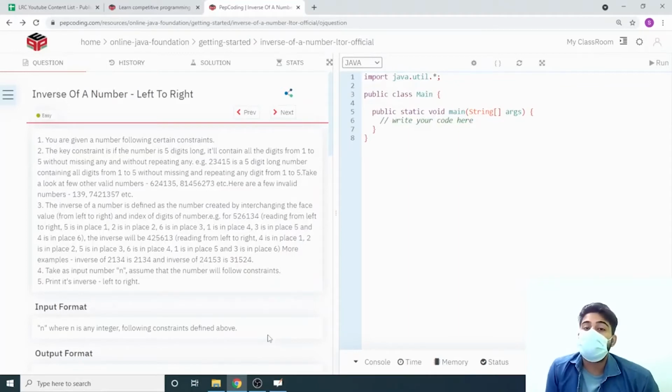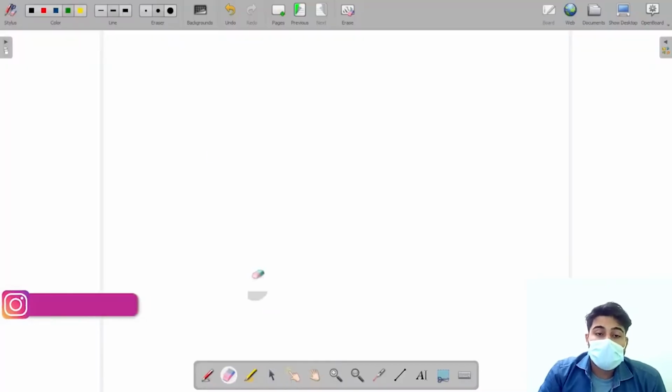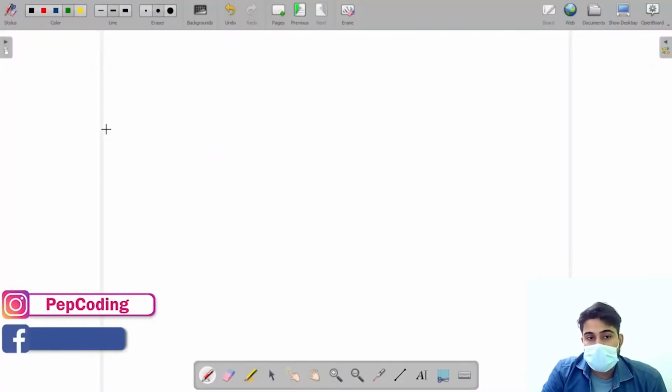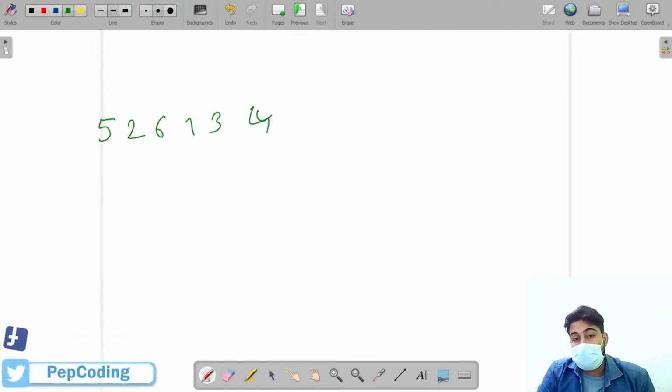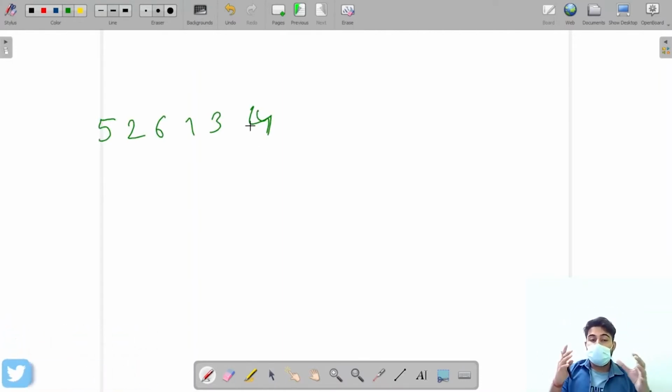So today we are going to discuss another question, that is inverse of a number left to right. In this question we are provided with a number. Let me write a number. It is 5, 2, 6, 1, 3 and 4. What we need to do in this question is find the inverse of that number. Before moving further, there are some properties associated with the number which are explained in the question.